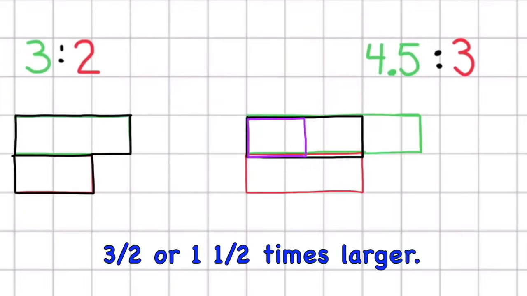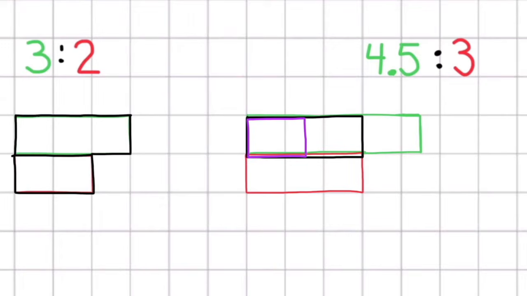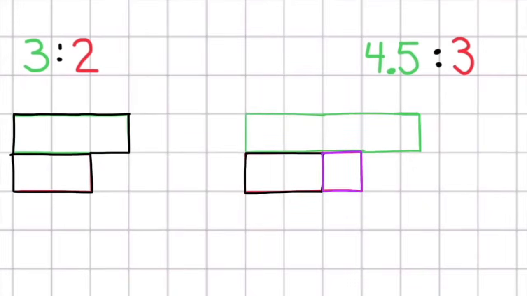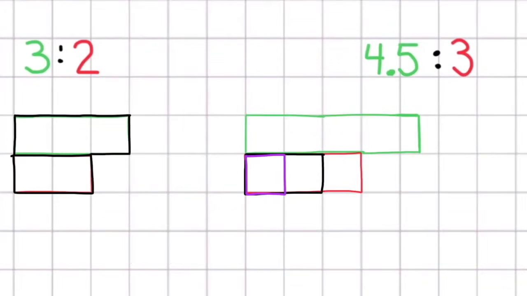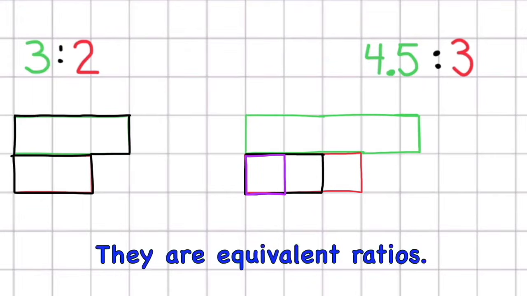This illustration shows that 3/2 is the same as 1 1/2, and it also shows that 4 5/10 is 3/2, or 1 1/2 times larger than 3. This illustration also shows that 3 is 3/2, or 1 1/2 times larger than 2. Since 3 times 1 1/2 equals 4 5/10, and 2 times 1 1/2 equals 3, they are equivalent ratios.